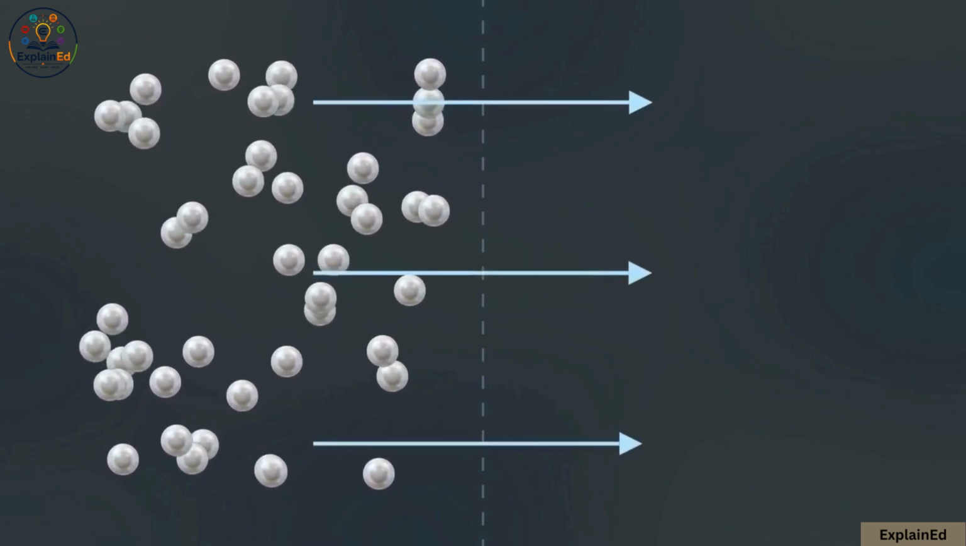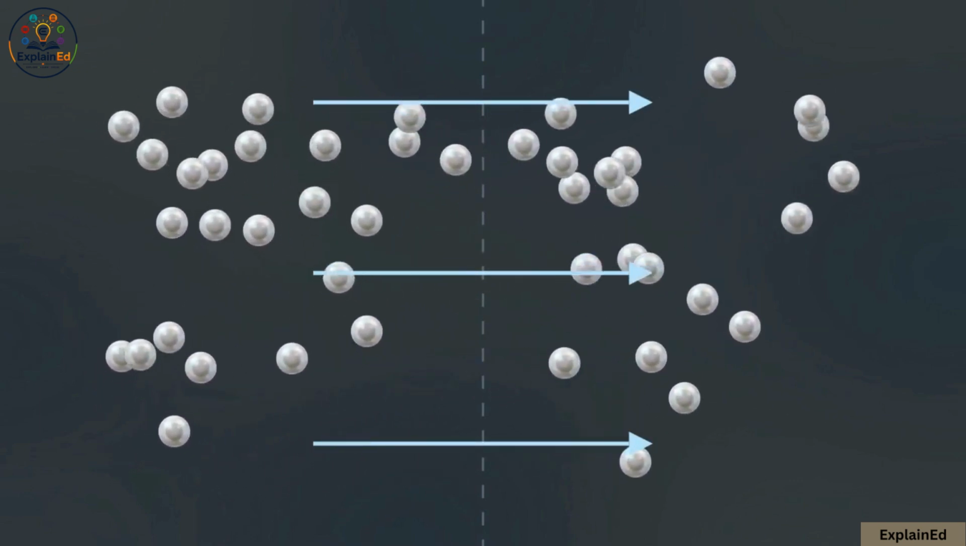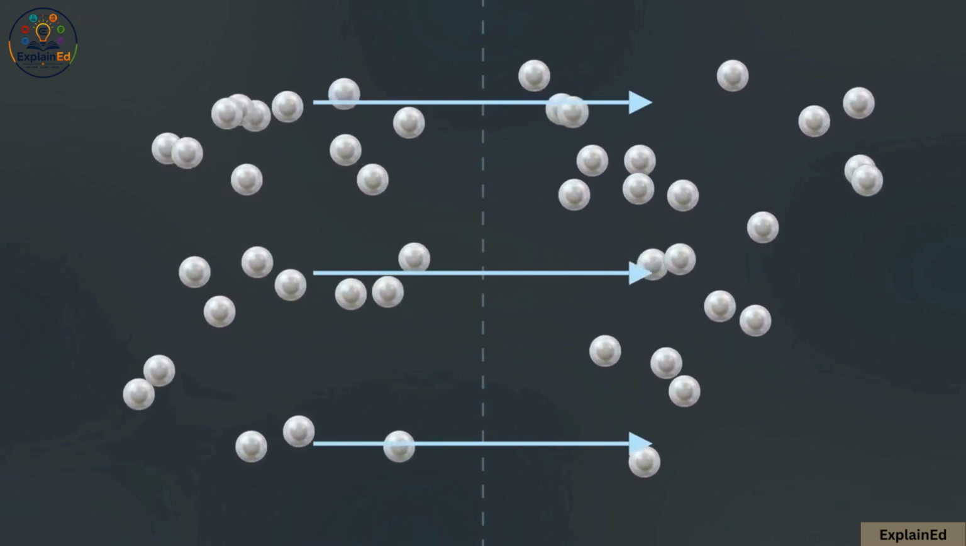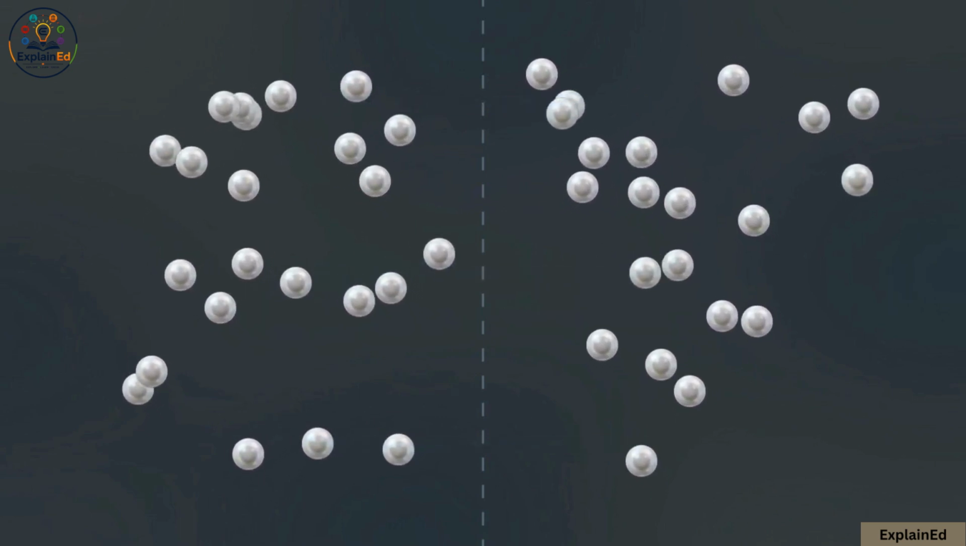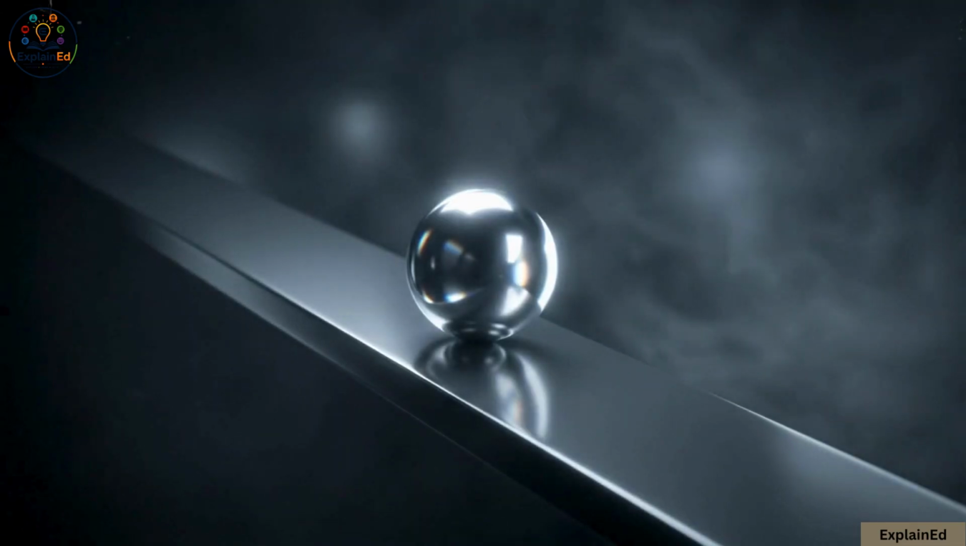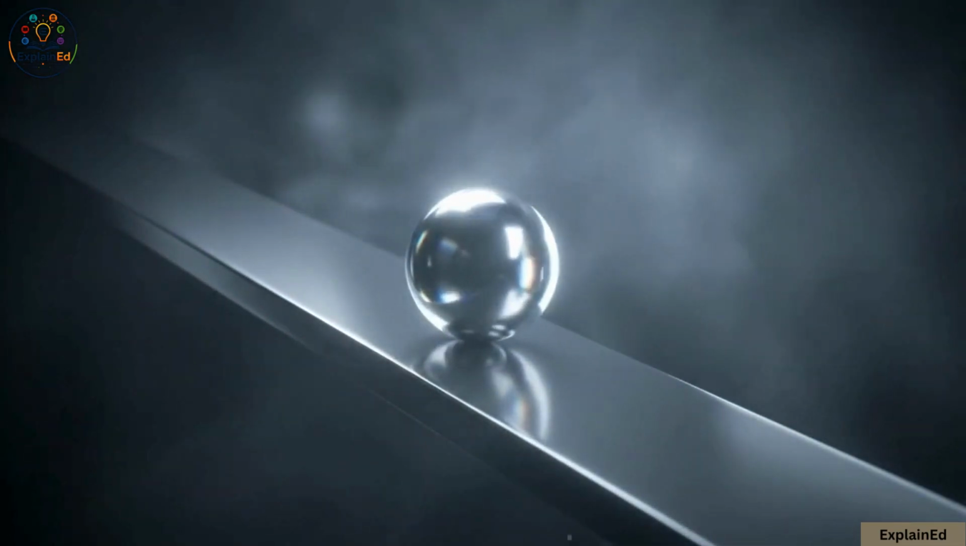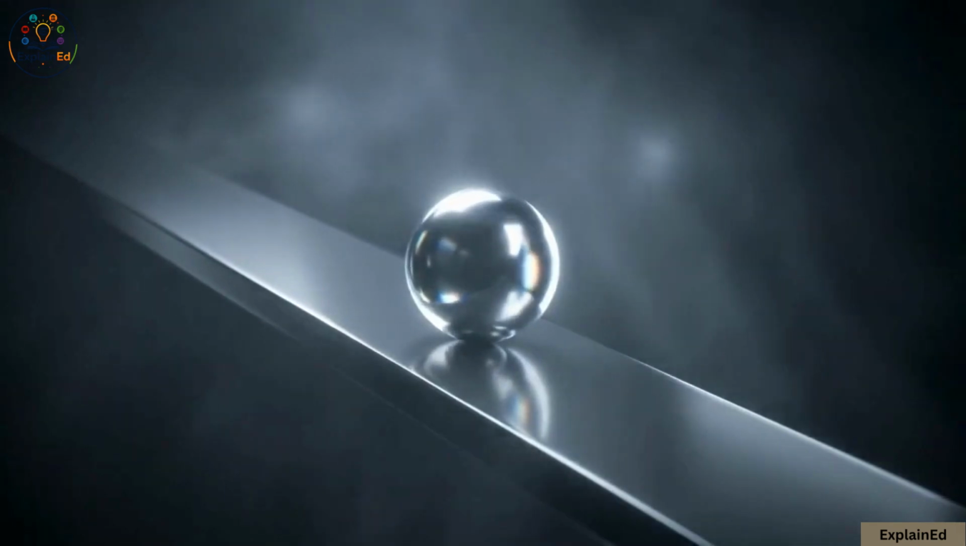Particles naturally move from an area where they are highly concentrated, crowded together, to an area of lower concentration, where they have more space. They will keep spreading out until they are evenly distributed. It is an entirely automatic process, like a ball rolling down a hill. It requires absolutely zero energy to happen.